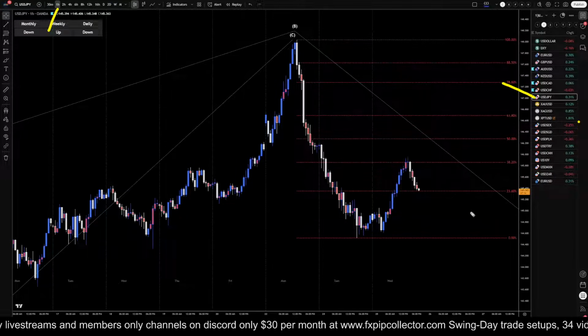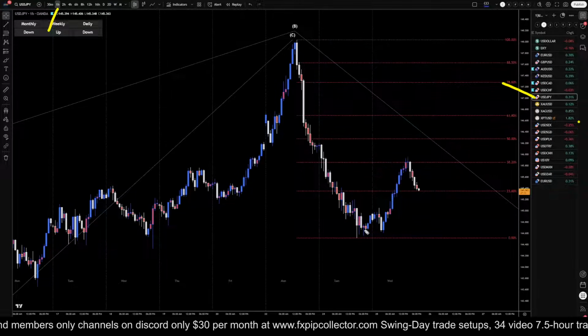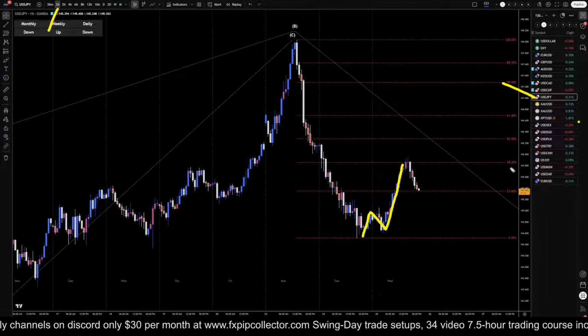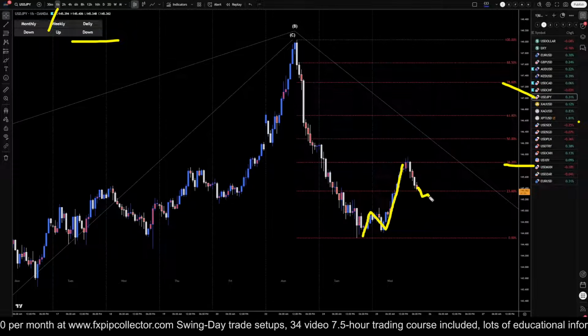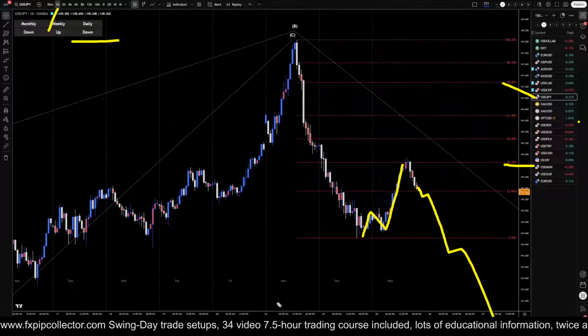So today we did have a pretty good little entry to go short on the US dollar yen. I mean, it definitely was three waves up to a Fibonacci level. And the trend is definitely down on the daily. So this definitely does have the potential of continuing down like that.